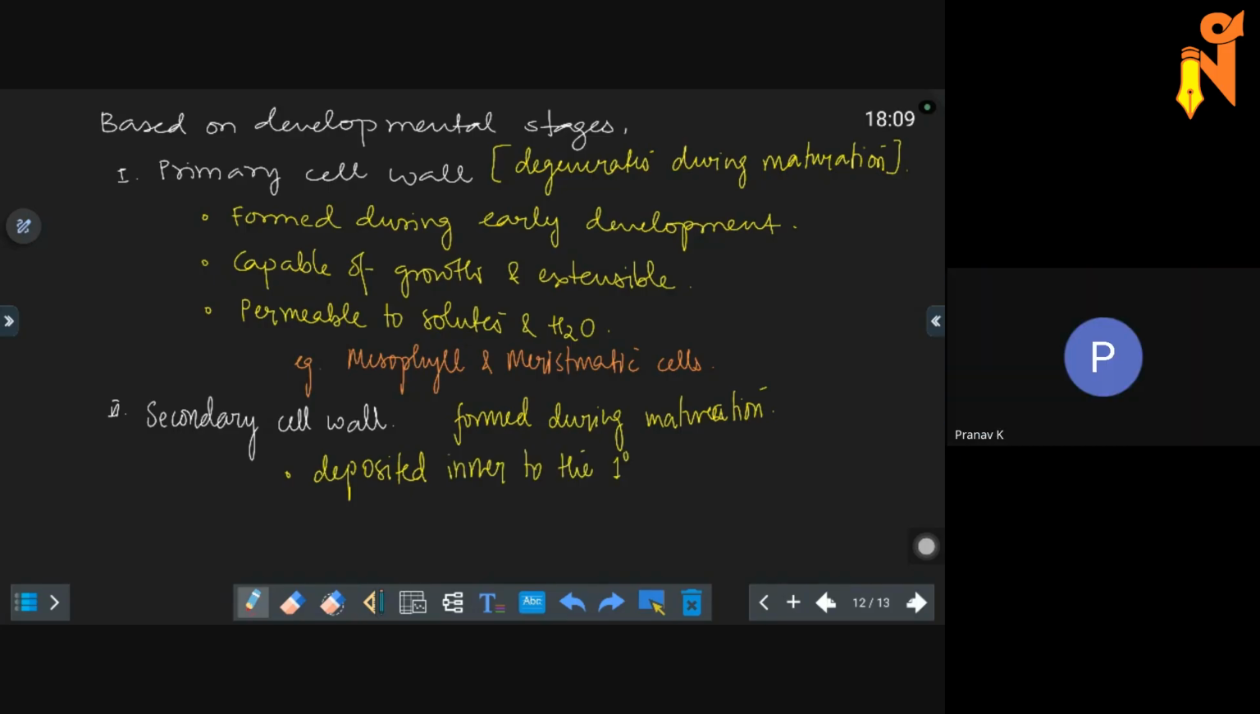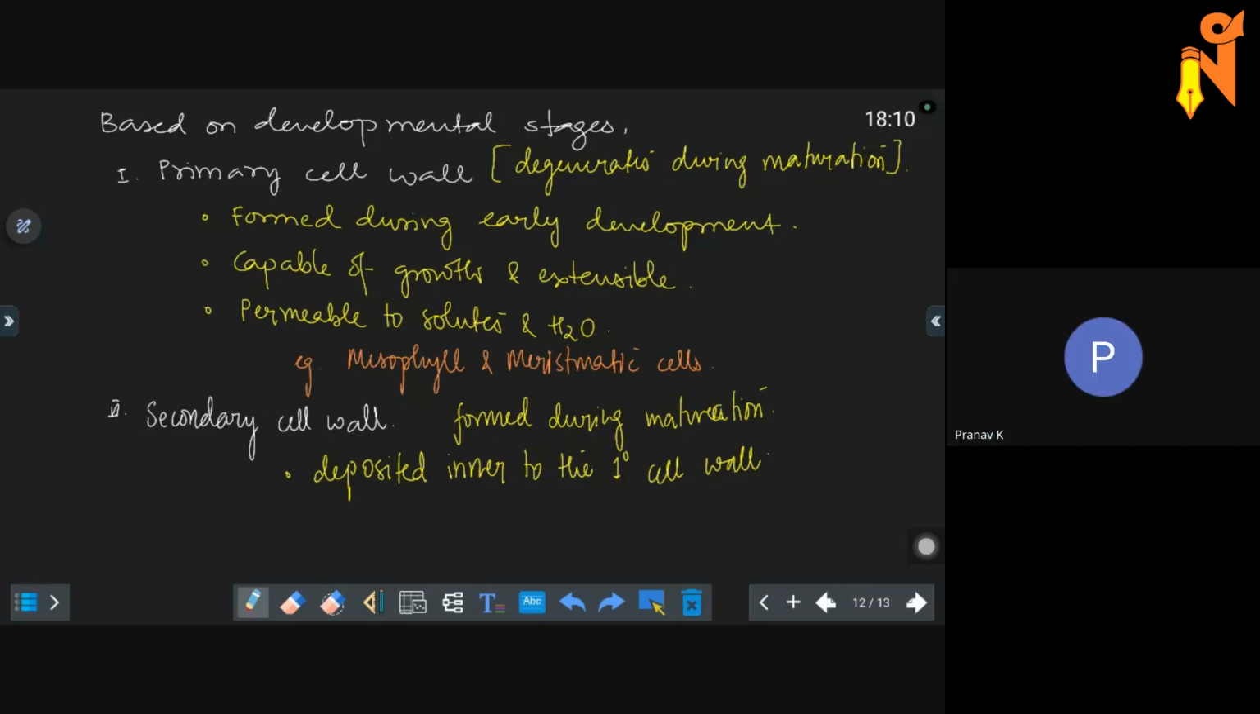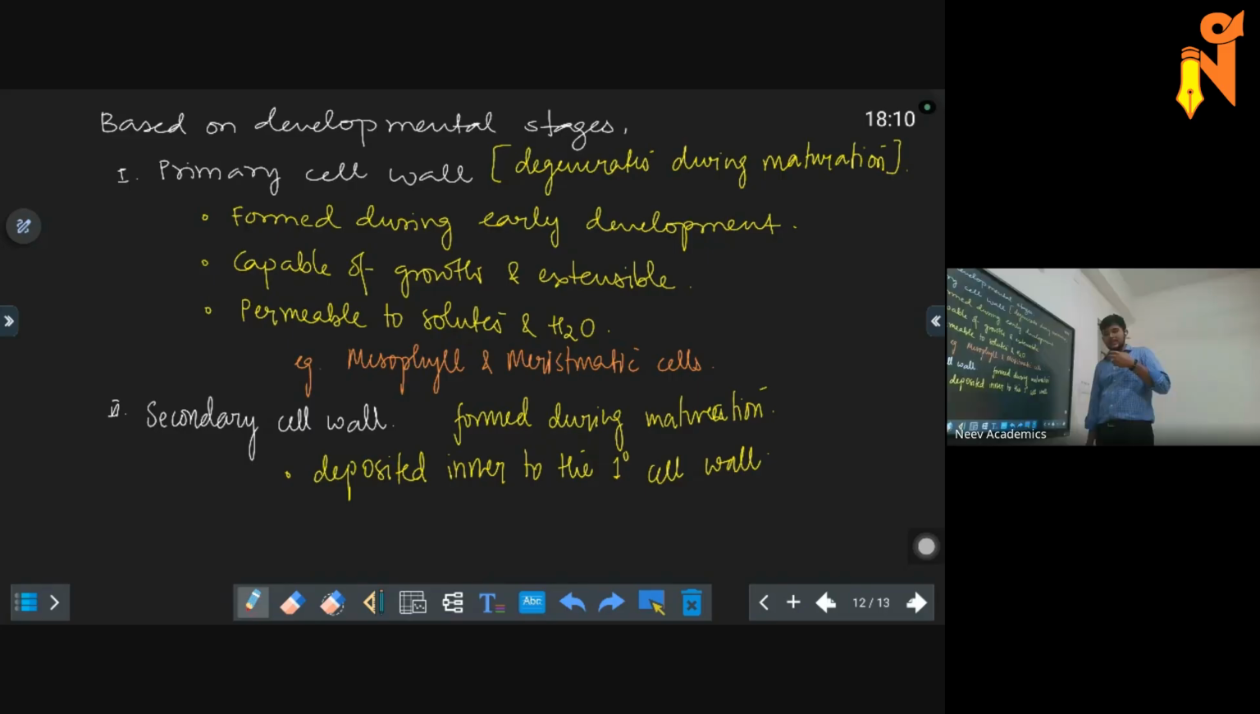What do you mean by degenerates during maturation? When the secondary cell wall is deposited, then the primary cell wall eventually degenerates. In a completely matured cell, you won't find any primary cell wall. So when the secondary cell wall forms, the primary cell wall degenerates. Yes, it starts to degenerate.